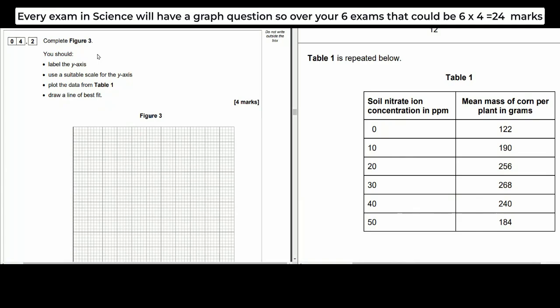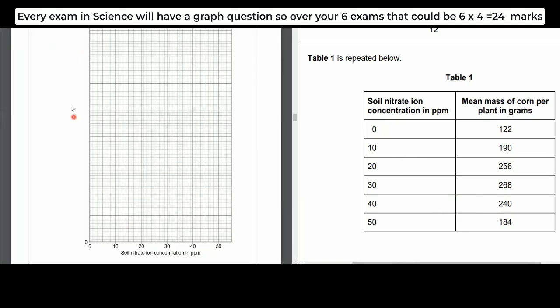So let's go. The first point was to label the axis. It's been left blank here. Now we've got soil nitrate ion concentration in ppm, so we have the independent variable on the x. We need the dependent variable on the y. So you literally type out exactly what it says there.